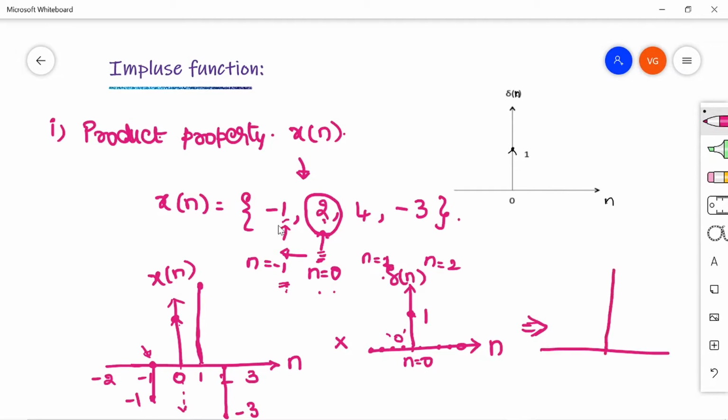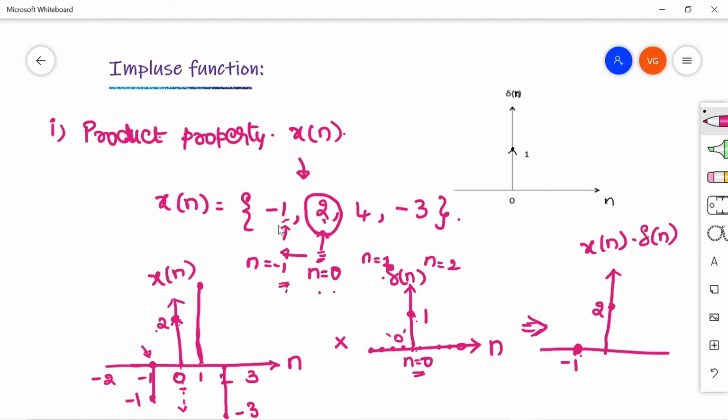So I'll try to write down the signal here, x of n multiplied by del of n. So at n is equal to minus 1, I have amplitude 0. At n is equal to 0, here I have the amplitude as 2. Then for del of n it is 1. So multiply. At n is equal to 0, I am multiplying the two amplitudes. 2 into 1 is 2.